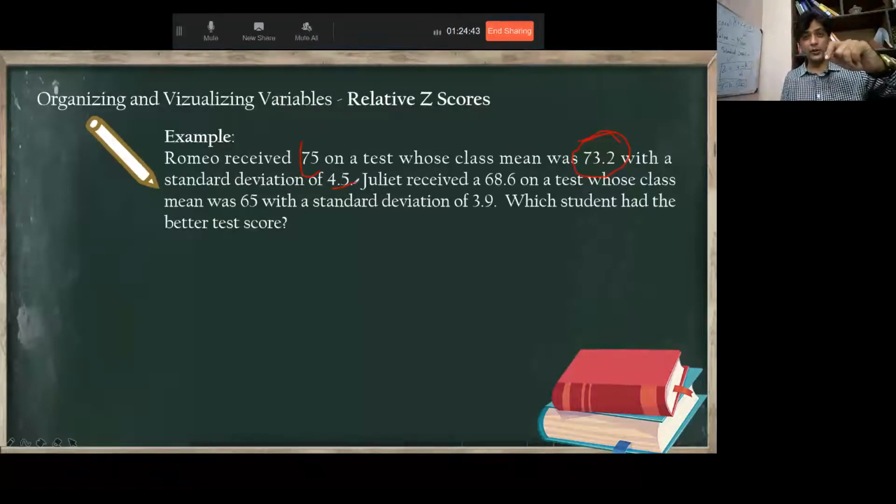Now solve it by yourself within a few seconds. Juliet is in another class, statistics class 2, and she got 68.6 on a test whose mean is 65 and standard deviation is 3.9. Which student had the better score, Romeo or Juliet? Tell me. I give you 2 minutes to solve this.